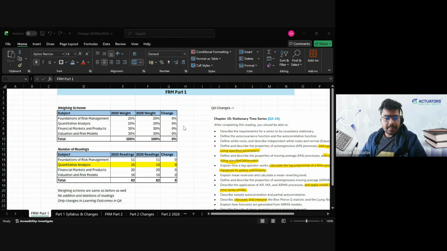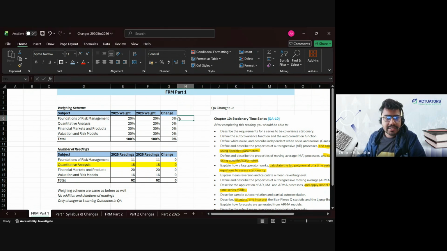So, beginning with FRM Part 1, we see that the weighing scheme remains the same. There are four subjects in FRM Part 1, which are foundations of risk management, quantitative analysis, financial markets and products, valuation, and risk models. And in 2025, the weighing scheme of each of them was 20%, 20%, 30%, and 30% respectively. And it has not changed. It has remained the same. So we'll see 20% in the first two subjects, and 30% in the third and fourth subjects. And there's no change at all.